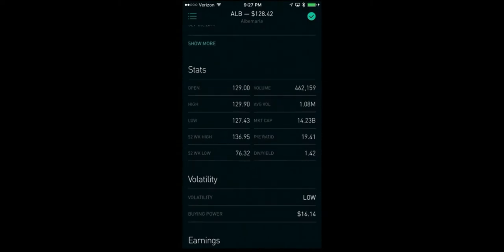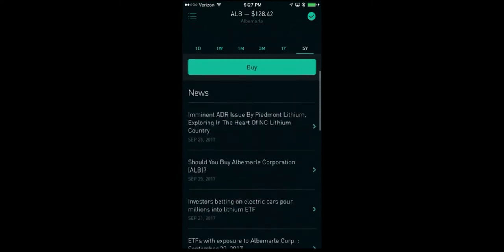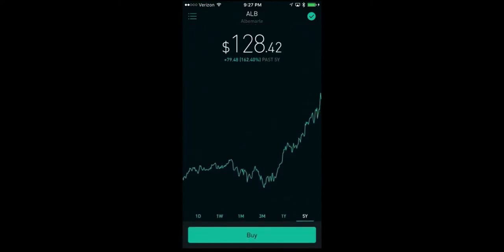Volume for today, not that high, but, you know, average volume over a million. And the 52-week low was 76, and it's opening at 129 and high 129. So definitely on the rise. There's definitely one that I feel you should keep in your portfolio because, you know, number one lithium producer, all the tools and the cars, everything is going battery operated.